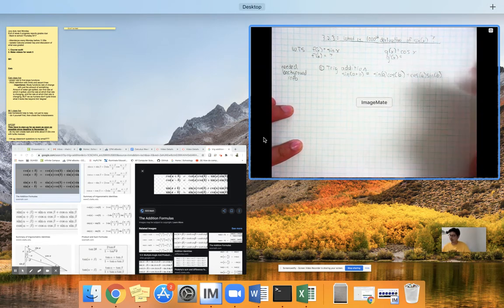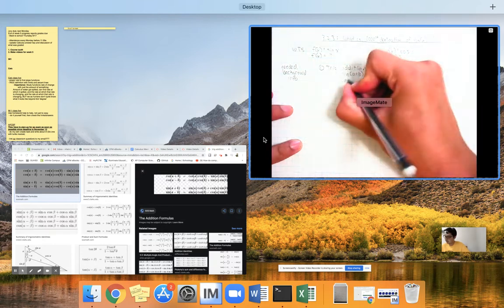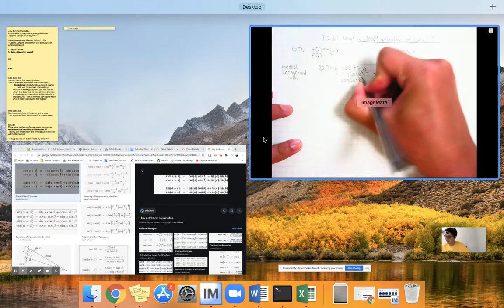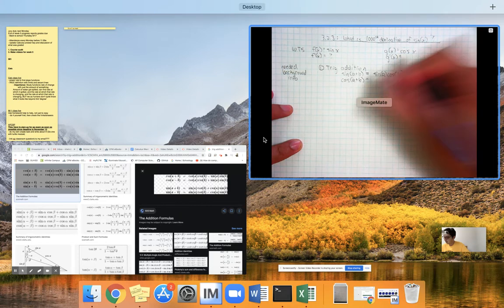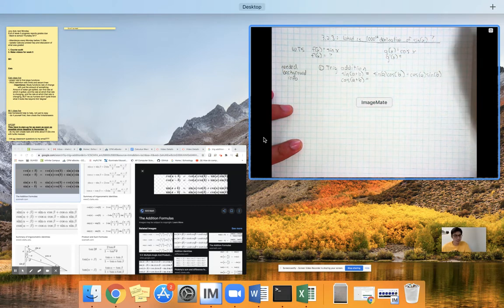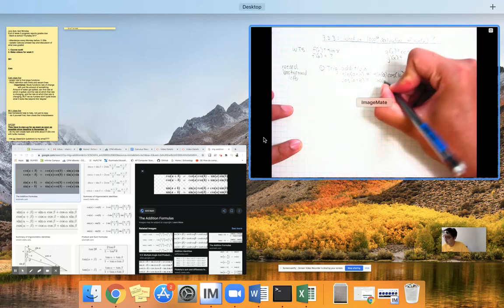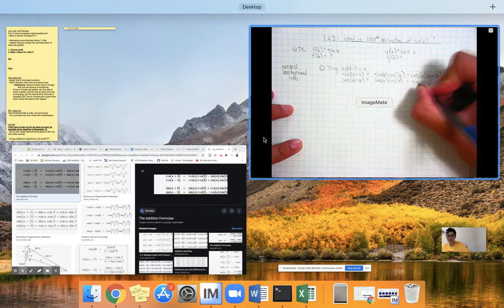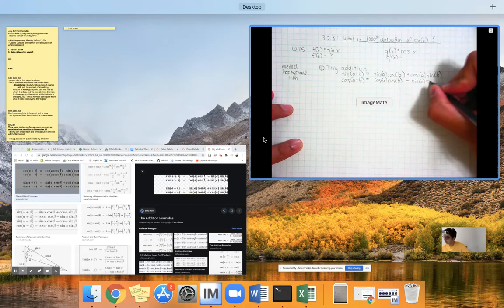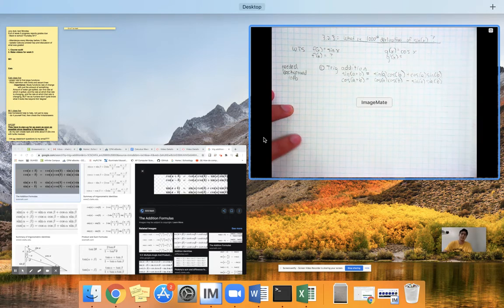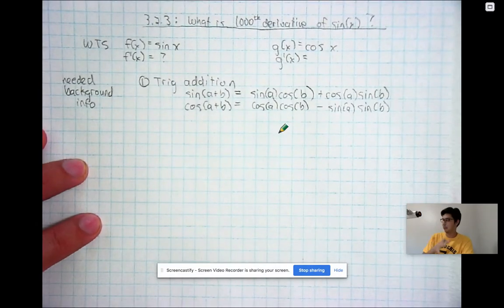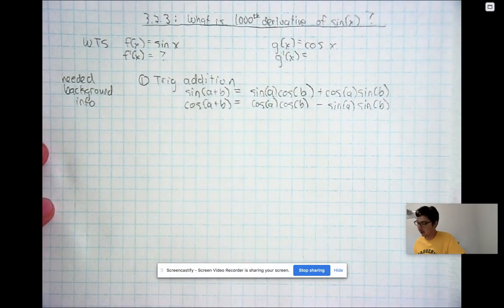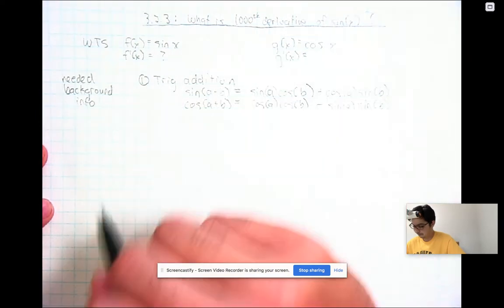I just have these memorized, though I have to reference my sheet to make sure that's right. And then we're going to use cosine of a plus b, which I believe goes cosine a cosine b. Yeah, it does. Cosine a cosine b minus sine a sine b. And cosine always has the negative, which we'll see soon in this derivative. So we need to know trig addition.